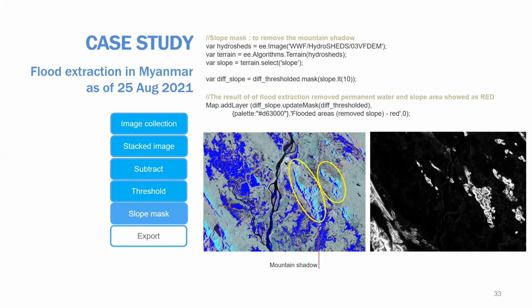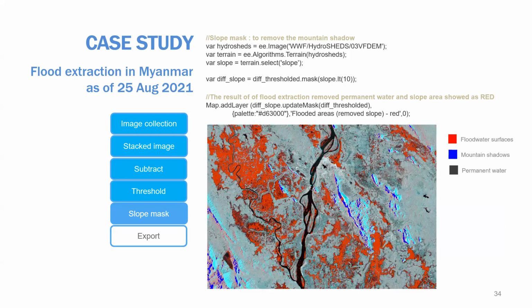Sometimes, as I mentioned earlier, we get the shadow of a mountain as water in the analysis. So we need to eliminate it using the slope mask, which is already provided in Earth Engine. This is very useful to remove it. And finally, we get the flood water, which does not include the permanent water, does not include the mountain shadow, but somehow it includes some water from agriculture.